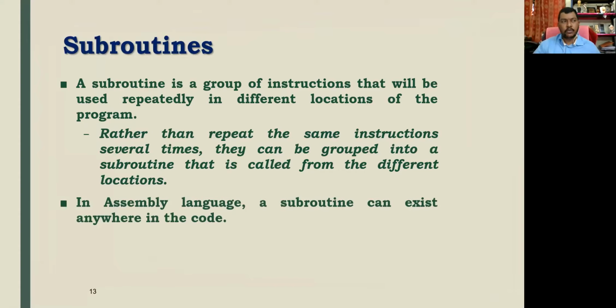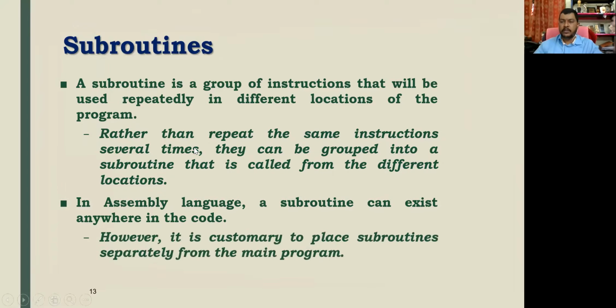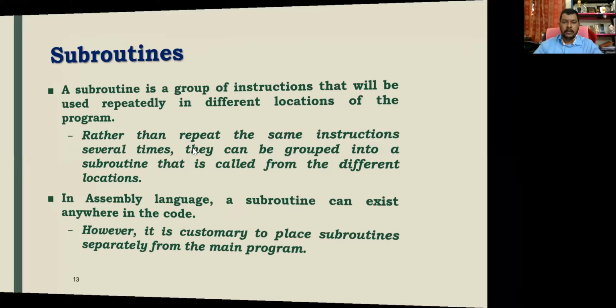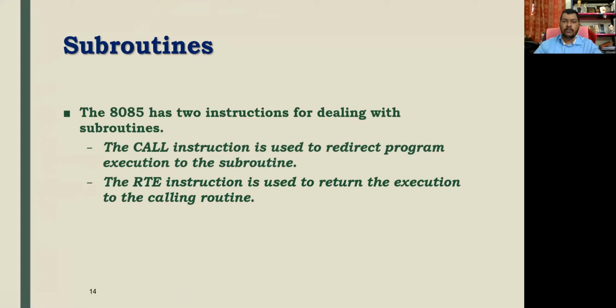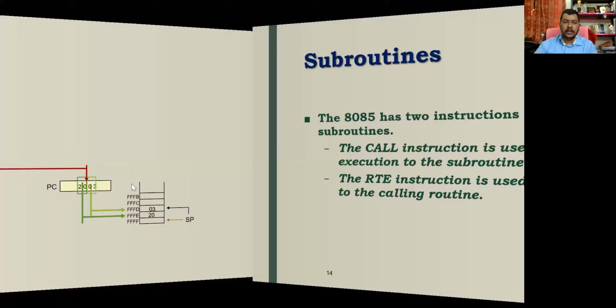Subroutine definition: a subroutine is a group of instructions that will be used repeatedly in different locations of the program, rather than repeating the same instructions in the main program, right? So that is what is called a subroutine, and for that we have two instructions: CALL and RETURN, RET. So call and return are the two instructions.